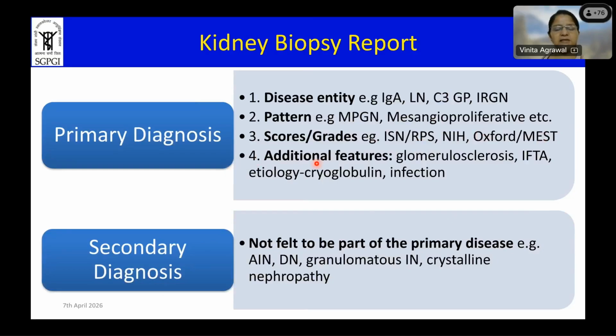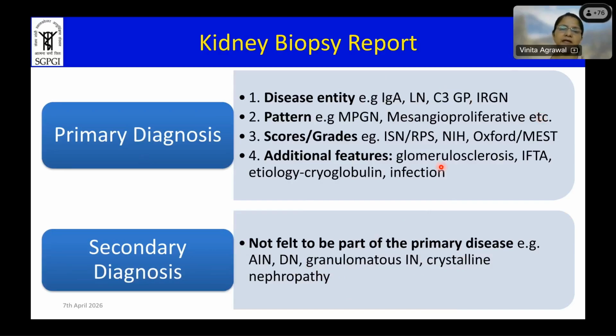And you mentioned the additional features like glomerulosclerosis, degree of interstitial fibrosis, and tubular nephropathy. As I said in the first part of my lecture, you may have a primary, but always remember there may be other conditions in the same. It may be a multifactorial etiology. Sometimes we find IgA with granulomatous interstitial nephritis. That will be your secondary diagnosis.